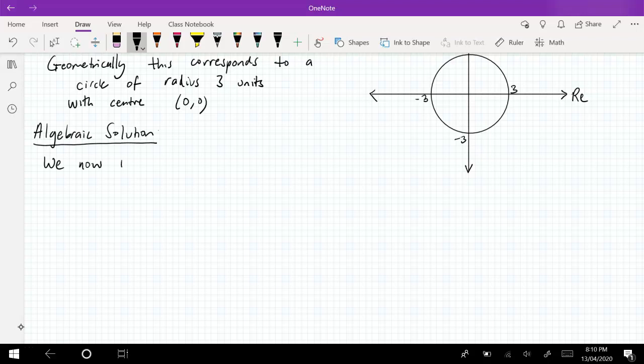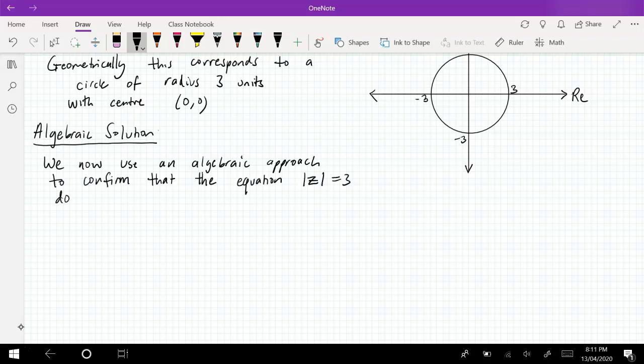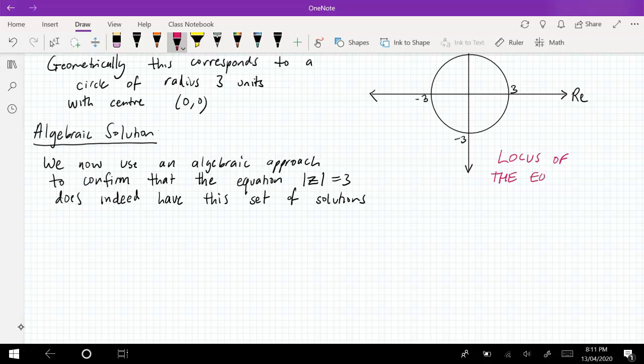We now use an algebraic approach to solve our equation, and we want to show that the solutions we get are the same as the solutions we've shown in the first part of this video. In other words, we want to confirm that the equation modulus z equals 3 does indeed have solutions that lie on a circle with radius 3 and center 0, 0. Just introducing a little bit of notation now. The set of solutions that satisfy the equation are referred to as the locus of the equation. So in this case, the locus of the equation modulus of z equals 3 is shown by the diagram here.